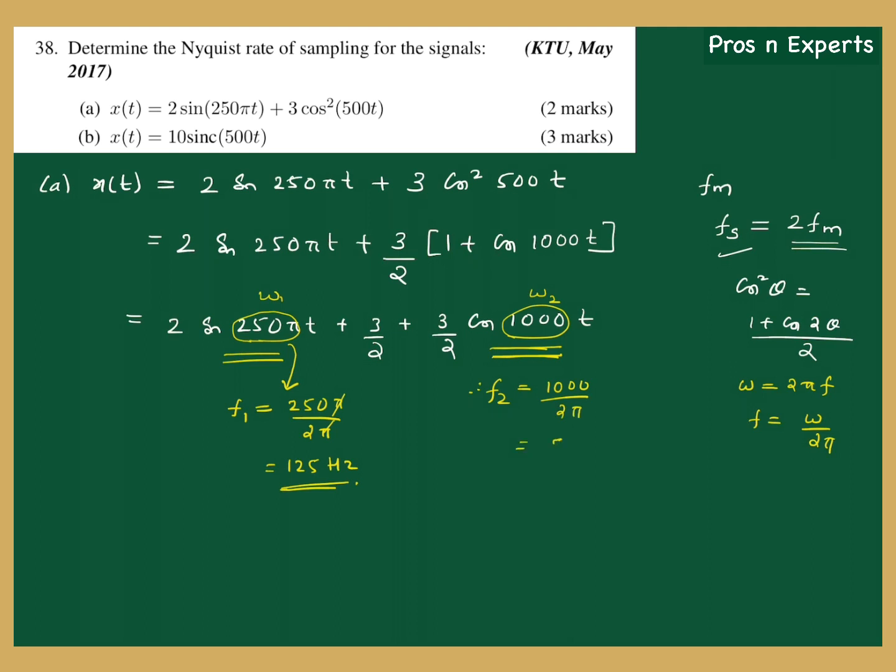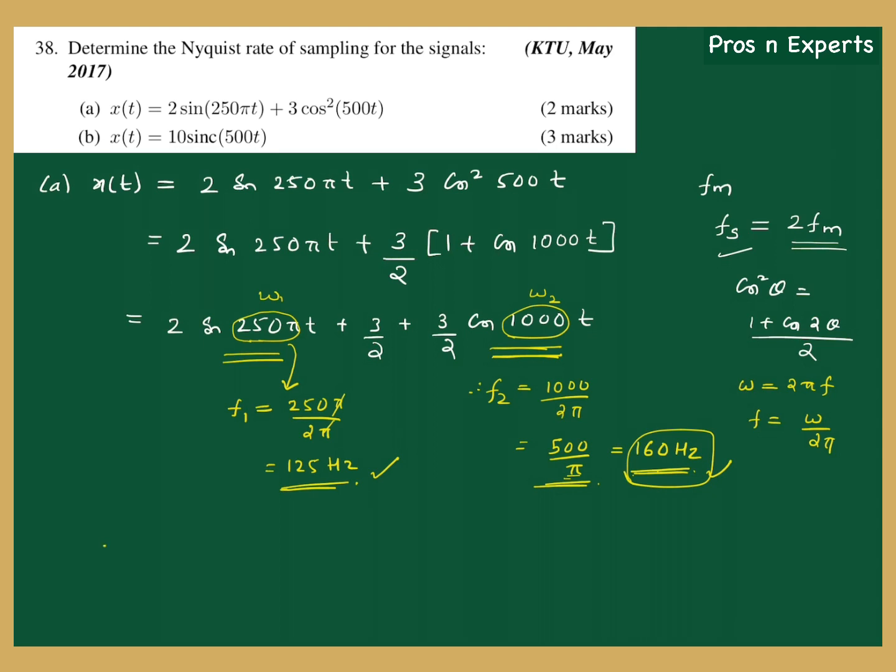That will be equal to 500 by pi. So if you calculate 500 divided by pi, it will give you 160 hertz. You substitute 3.14 for pi and you will get this answer. So you have two frequency components in the signal, 125 hertz and 160 hertz. Which one is greater? It is 160 hertz, right?